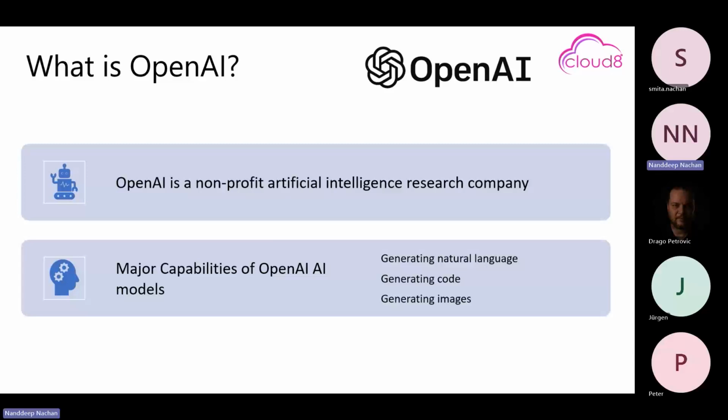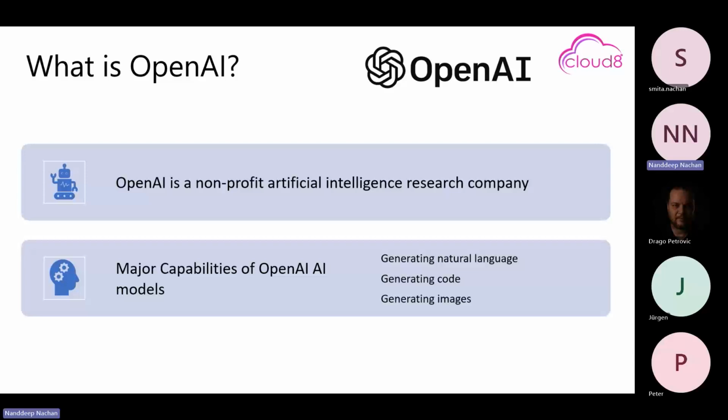Second, it can generate code. For example, if you want to translate code from one programming language into another, or identify or troubleshoot bugs in the code, and much more. If you want to write code, it can help you generate that code in most of the well-known languages, including PowerShell, C Sharp, JavaScript, and many more. And thirdly, it can help you generate images.